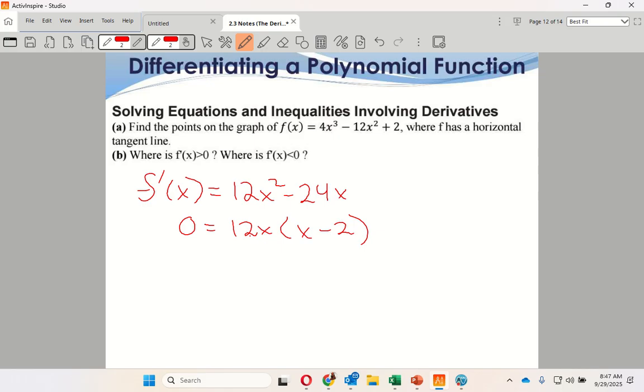So here is where the 0 product rule applies. Anything times 0 is 0. So if this 12x is 0, no matter what the x minus 2 is, you get 0, right? So that would make this true. Each one of these is going to set it equal to 0 and make it true. So I break it up into 0 equals 12x, and 0 equals x minus 2. So here, x equals 0, and here, x equals a positive 2.